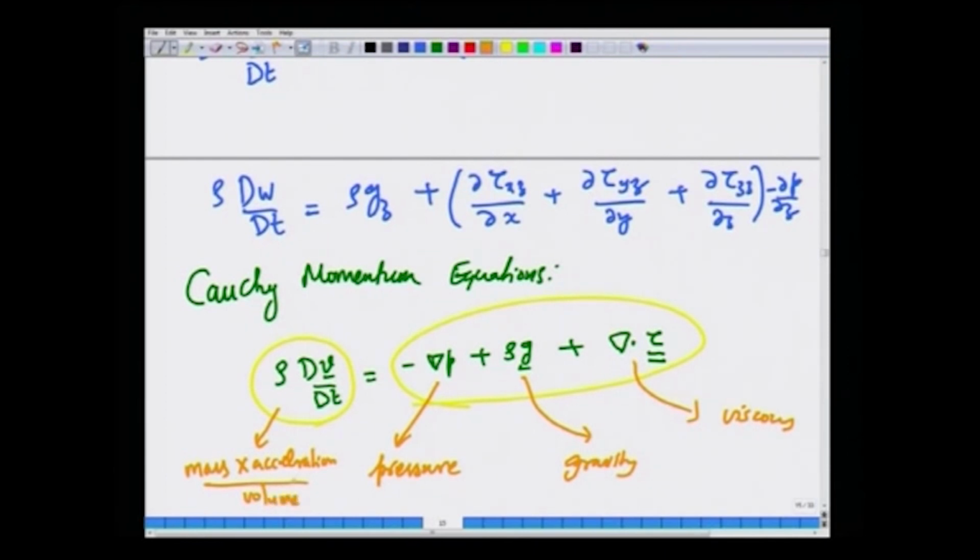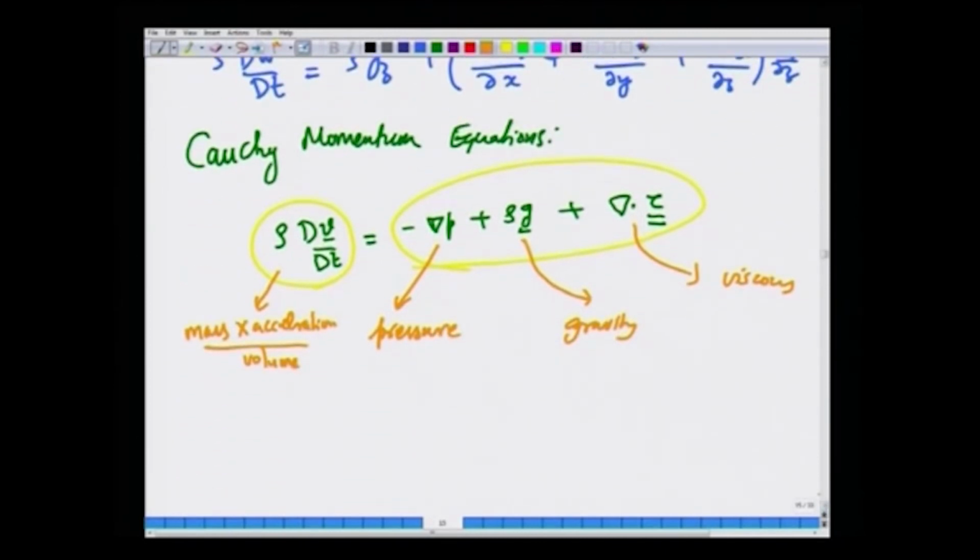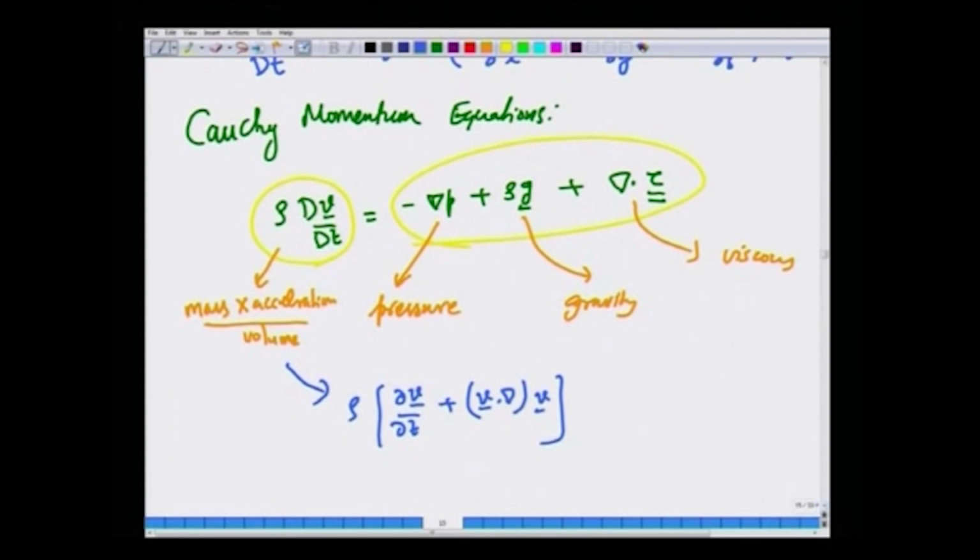So, the final interpretation is very simple and very analogous to Newton's second law of motion, although the form of the equation is slightly more complicated. Remember that the substantial derivative disguises a more complex term: it is dV by dt plus V dot del V. Okay. So, this is the Cauchy momentum balance. We will stop at this point and continue from here in the next lecture, and we will develop what are called the Navier-Stokes equations for a Newtonian fluid.